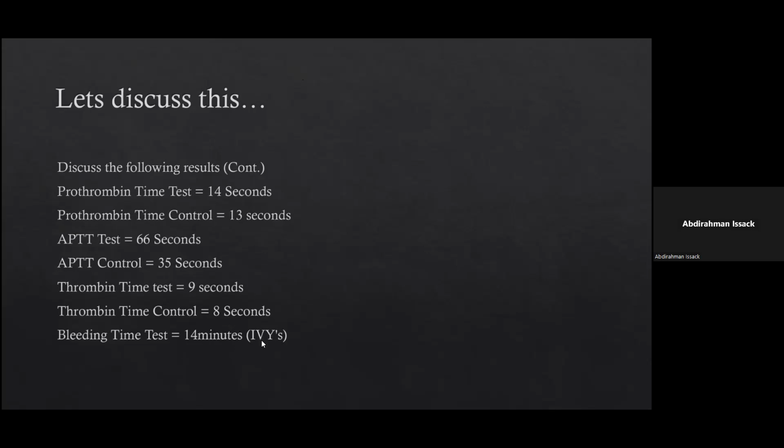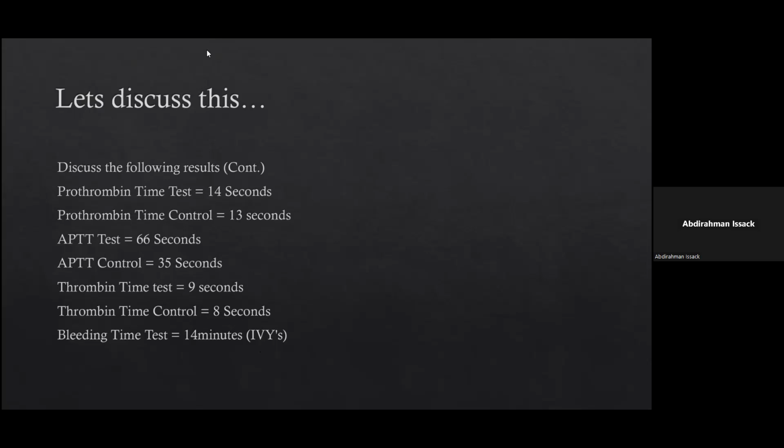What was the normal range for IVs? We discussed earlier. Okay, IV's test is 7 minutes. 1 to 9 minutes is the template, I think. Okay, the bleeding time is also prolonged. Now let's discuss what were the causes of prolonged. The first prolonged test was APTT. What are the various causes of prolonged APTT?